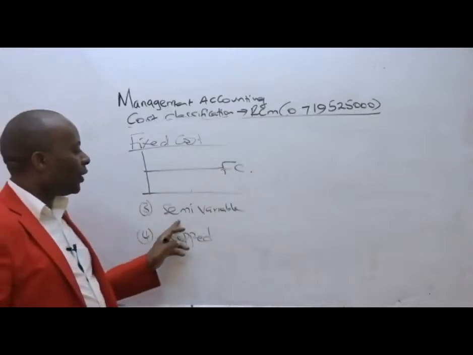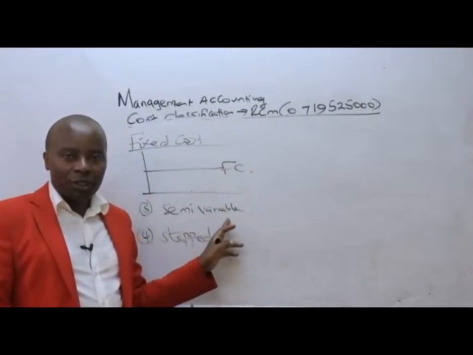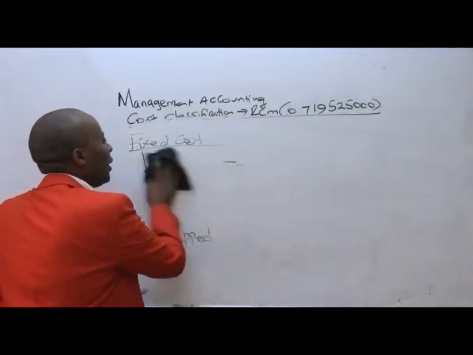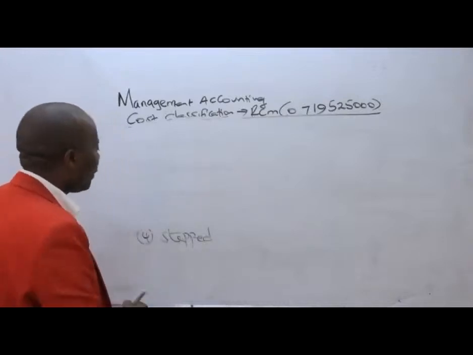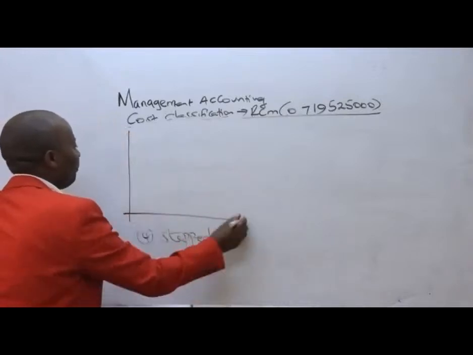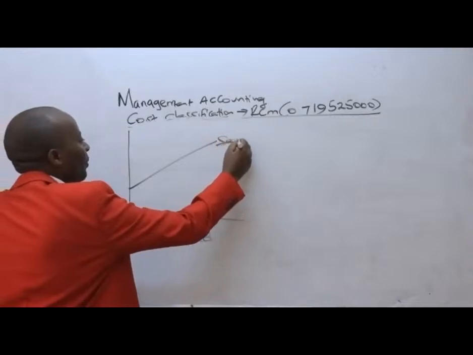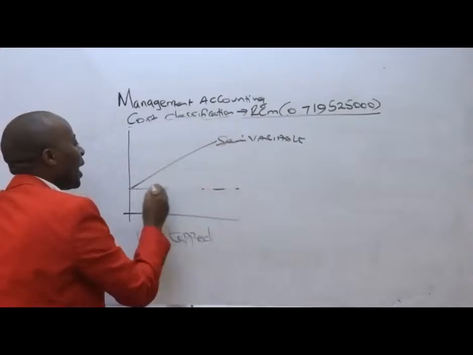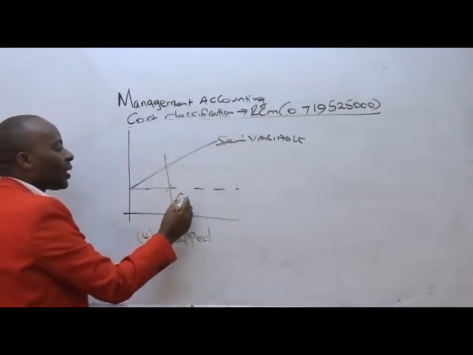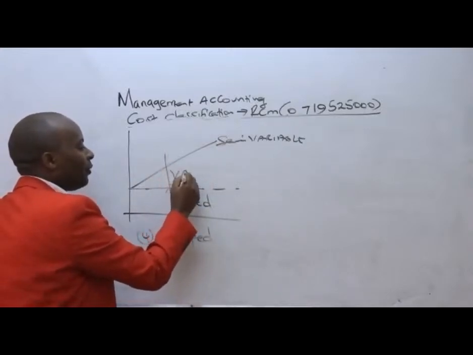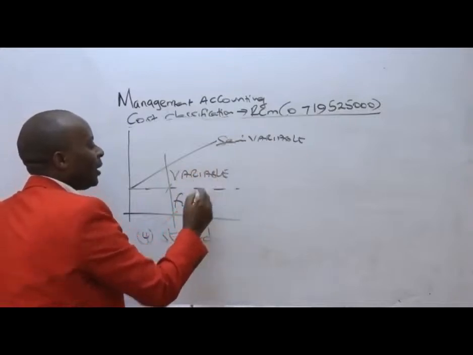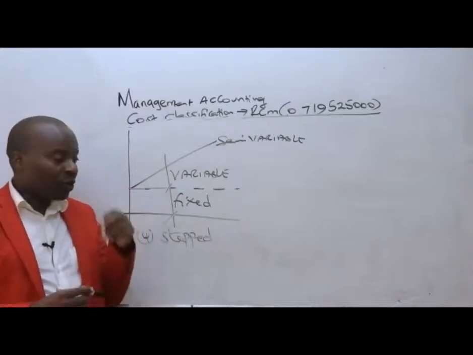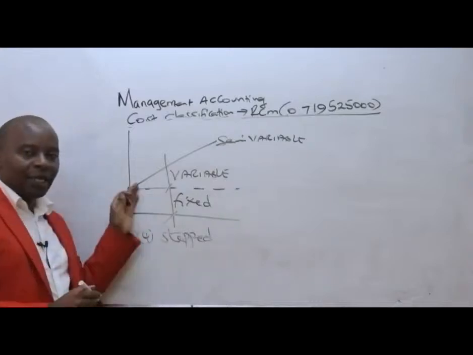Now from there we have the semi-variable cost. Semi-variable cost, as the name suggests, ladies and gentlemen, this is how the semi-variable cost will behave. Semi-variable costs are those costs that are partly fixed and partly variable. So you can see it is not beginning from zero here. It's beginning from a point up there.